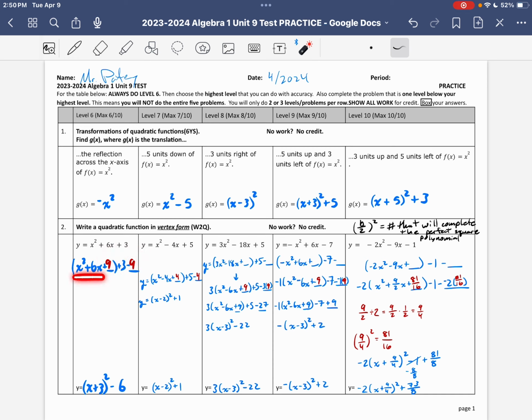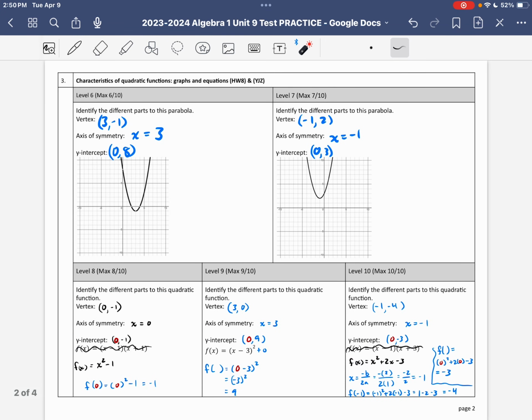And so when I factor this, it becomes x plus 3, and then squared. It's squared because we read it twice, remember, like I wrote earlier. And then we have a plus 3 minus 9, which then becomes -6. And so this is vertex form. All right, let's look at number 3. Number 3 asks us to identify the vertex, the axis of symmetry, and the y-intercept.